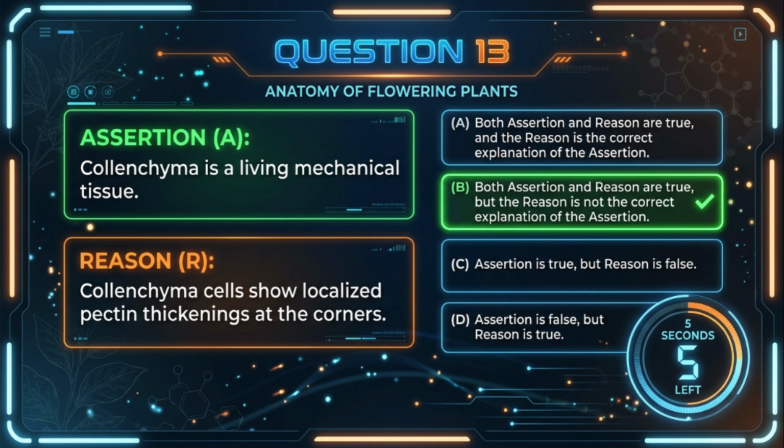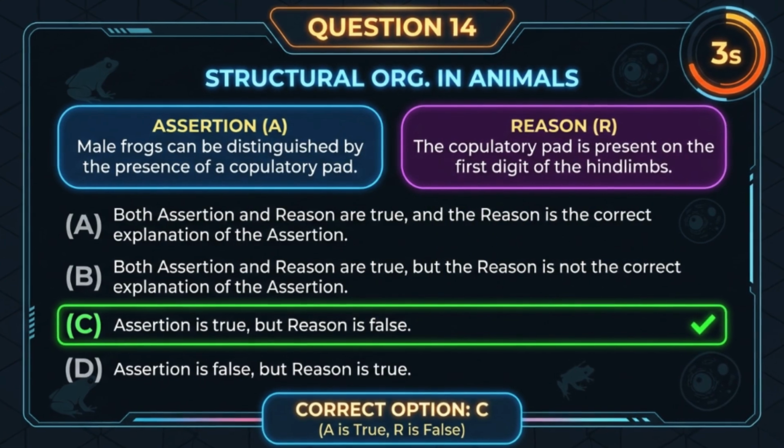Its cells also have pectin thickenings at their corners, but having pectin thickenings is not the reason why it is living. Option is B. Question 14.